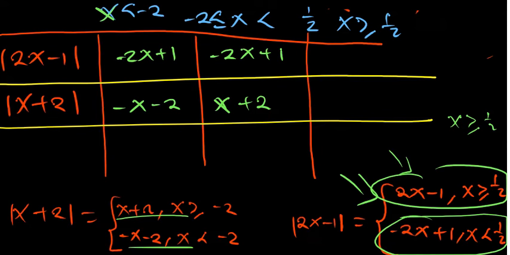Now I'll go to my last part here. From the first guy here, which one is telling me that x is greater than or equal to half? It is the first one, right? Yes. So 2x minus 1. I'll also come here for this guy. Which one is telling me that x should be greater than or equal to 1 over 2? Is it the first one or the second one? First one. I'll come here.